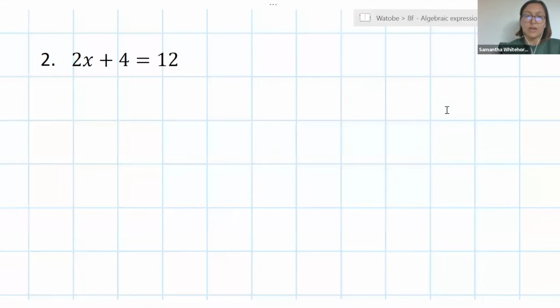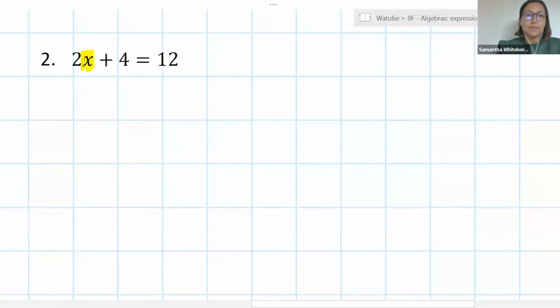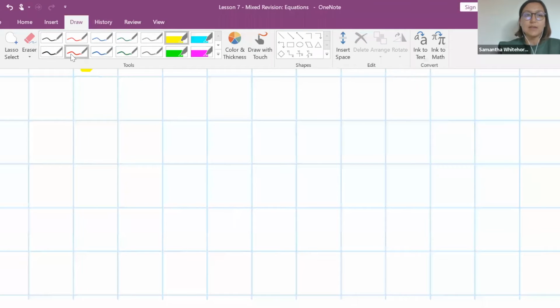So let's have a look at what we have here in example 2. We've got 2x plus 4 is equal to 12. Now, this is very similar to the one we've just had a look at. We want to use inverse operations, and we want to go and solve for x. There is my x. I want to get the constants to the right and keep the x's on the left.